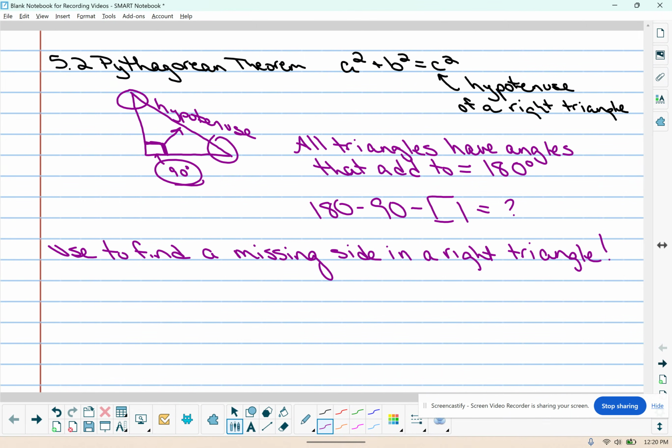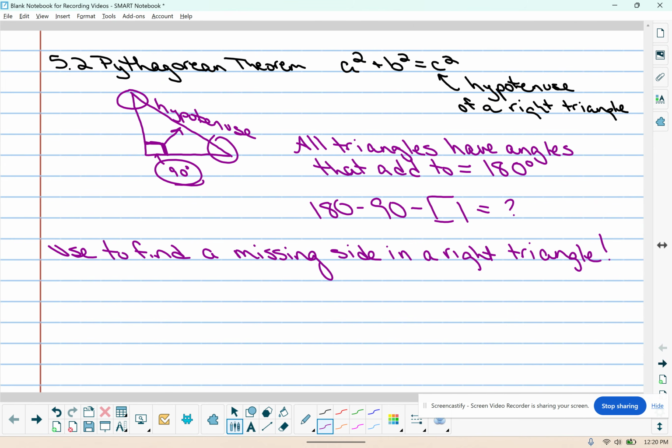Okay, we're going to be using some non-right triangles here in 5.5, but you will either be using law of sines or law of cosines to do that. And those will be non-right triangles. So that's how you'll know not to use Pythagorean theorem.